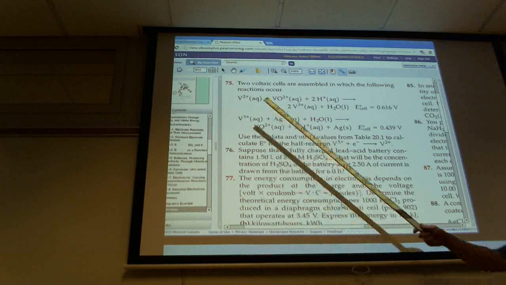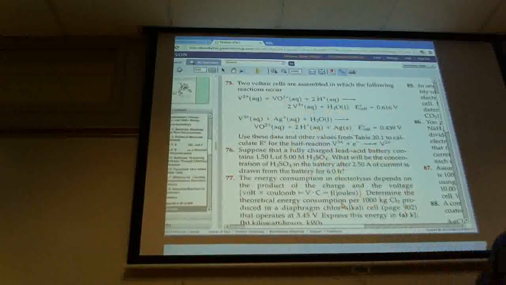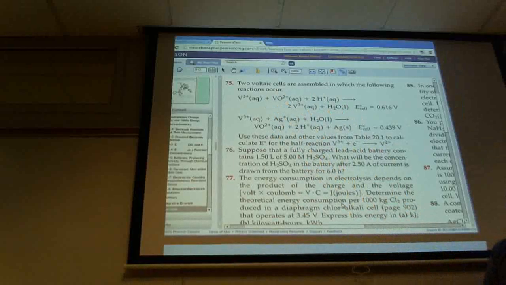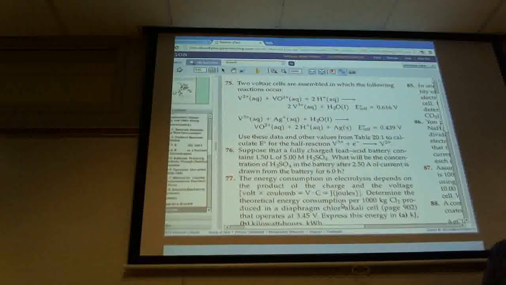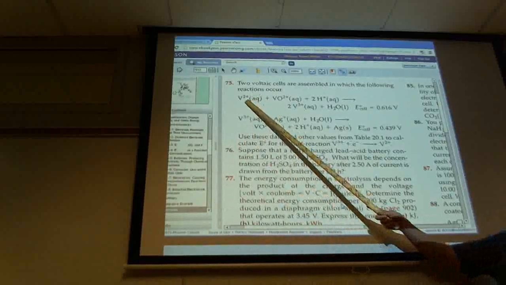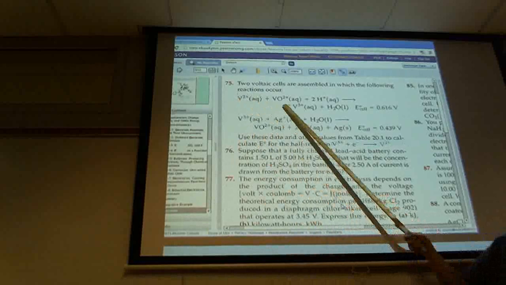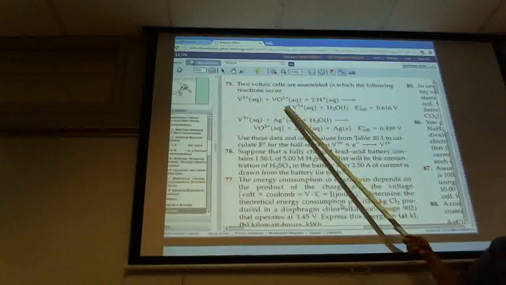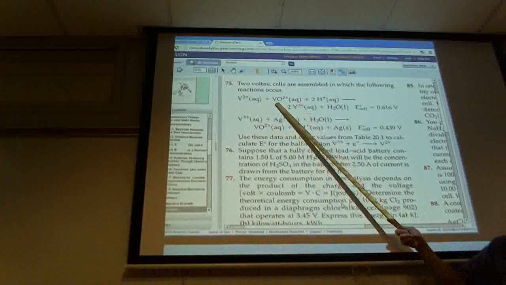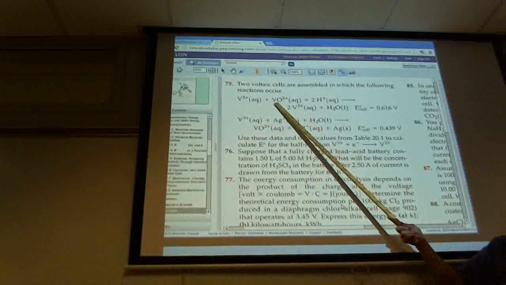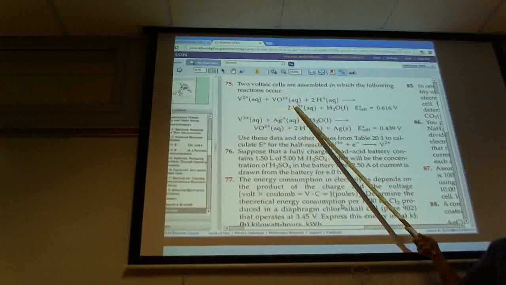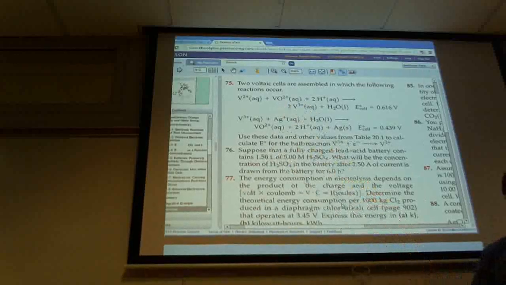Yeah, this top one. 1? All right. Well, the way you do it is you just look here. Vanadium plus 2 goes to plus 3, so it lost 1. And then this is vanadium in the plus 4, and it goes to plus 3. It gained 1. And so 1 is correct.